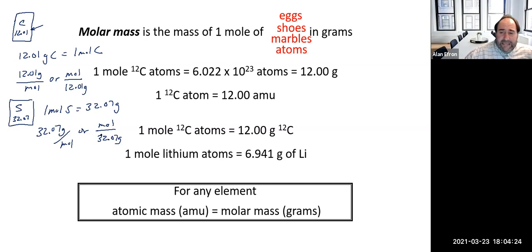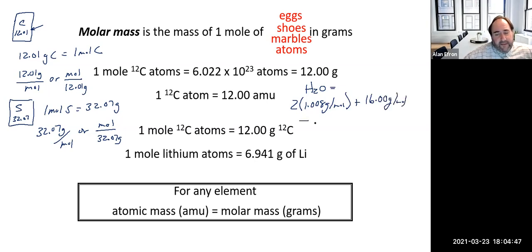What about something that's not one element by itself, like water, for example? We could also calculate the molar mass of water by simply adding up all the parts. There are 2 hydrogens, each would be 1.008 grams per mole from the periodic table. There's 1 oxygen at 16 grams per mole. That would give us a molar mass for water of 18.02 grams per mole. Again, you could use it as a conversion factor as well.